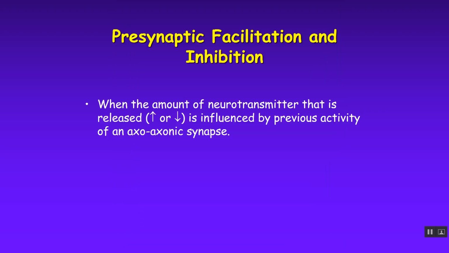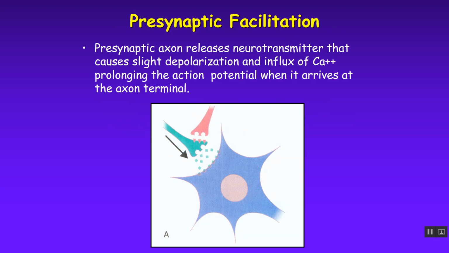So let's talk about this concept now that we understand excitatory and inhibitory possibilities. It's called presynaptic facilitation and inhibition. This is when the amount of neurotransmitter that is released at a connection point is either increased or decreased, but it's influenced by the previous activity of an axo-axonic synapse, okay? So let's start with presynaptic facilitation. So here's this axo-axonic connection right here.